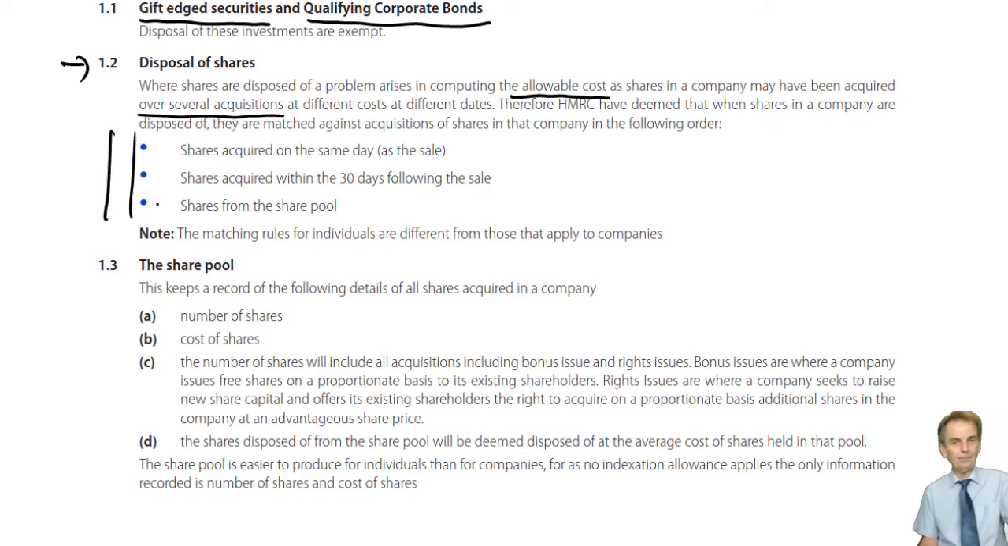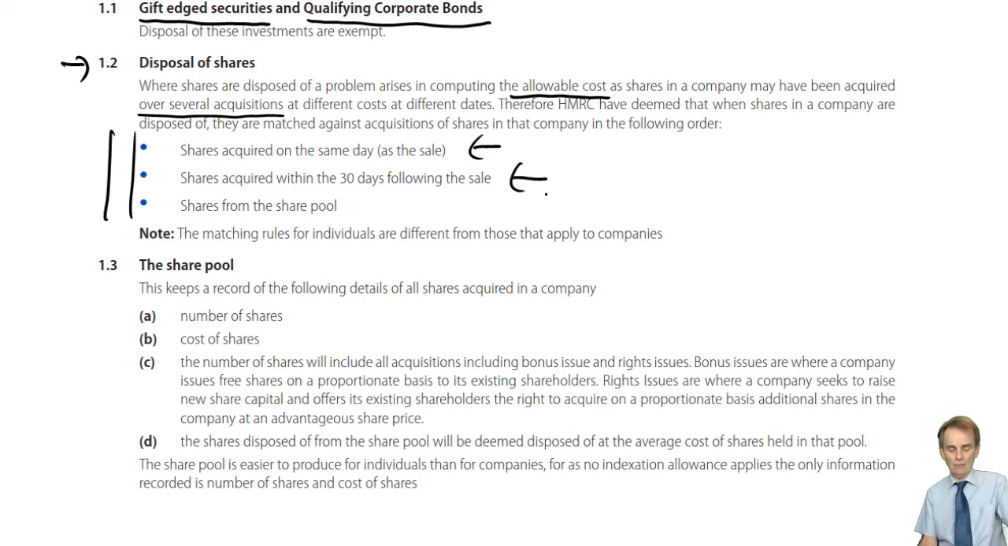Here they are. First of all, probably the least likely of all of the three rules that we need to know here that would be tested, but shares acquired on the same day. The same day, of course, as the sale. We've sold X thousand shares. Which ones are they? If we did acquire any shares on the same day, it is those. And we simply match the proceeds for that number of shares with the cost of those shares. Probably not that likely. More likely is this one.